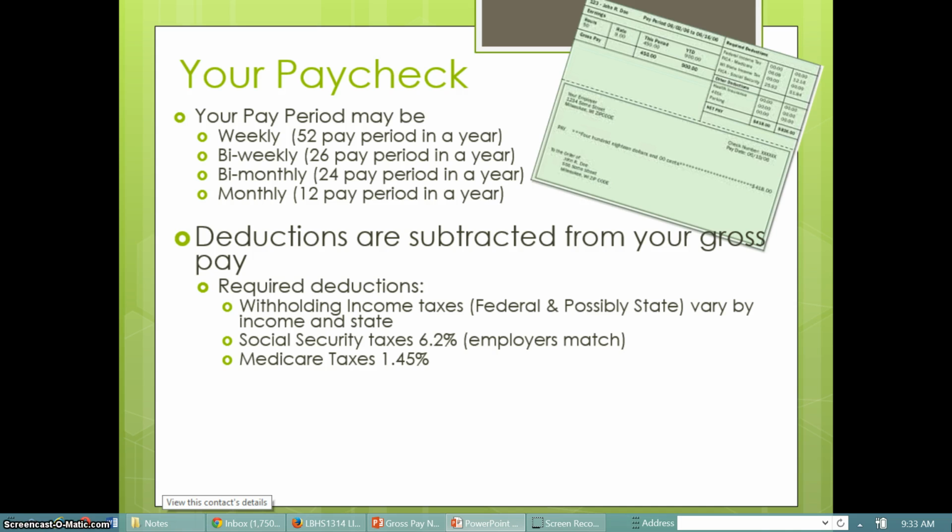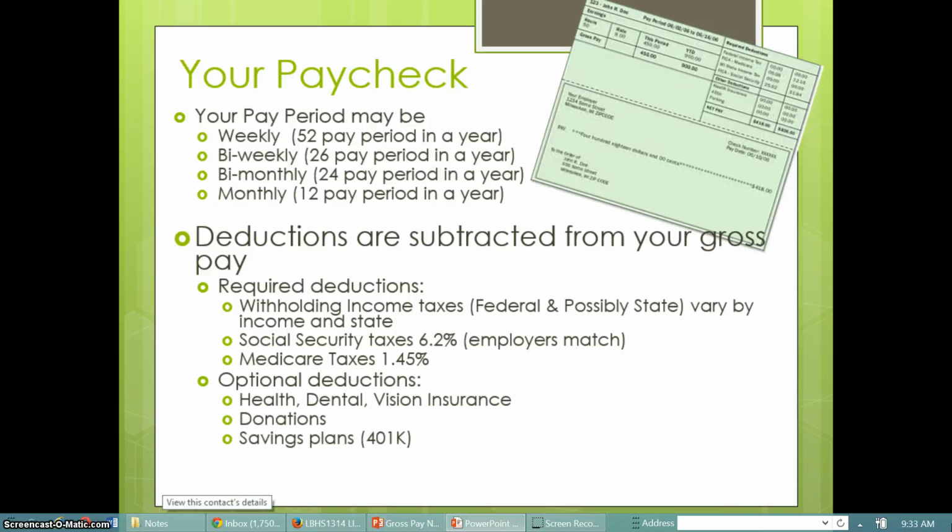You also will have to have Social Security deducted from your paycheck, which represents 6.2% of your gross pay, and then the employer matches the other half of that. So a total of 12.4 would be paid on your behalf to be given back to you when you are at your retirement age of 65. Medicare taxes are 1.45%, calculating just about 7.5% of your pay going to Social Security and Medicare.